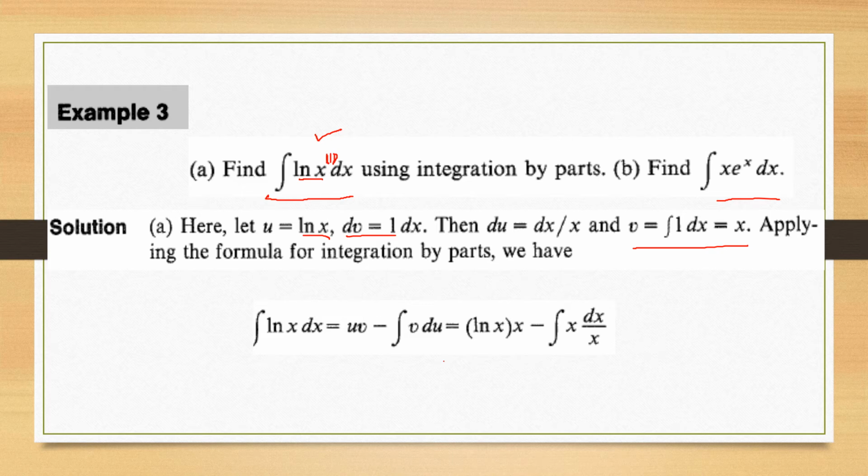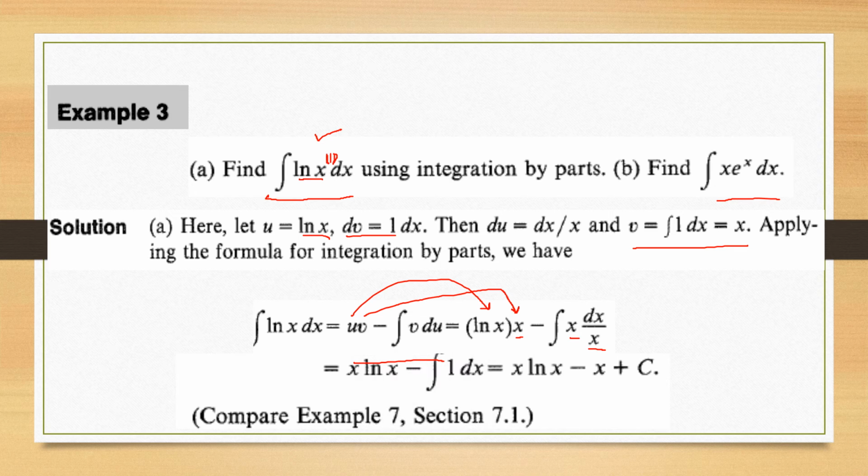Now using the formula, we will use u here, while v is the integral of 1 minus this x, and the derivative of f of x, which is 1 over x, which is x log x minus the integral of 1 dx, which is equal to minus x. So the final solution for part A is x log x minus x plus c.